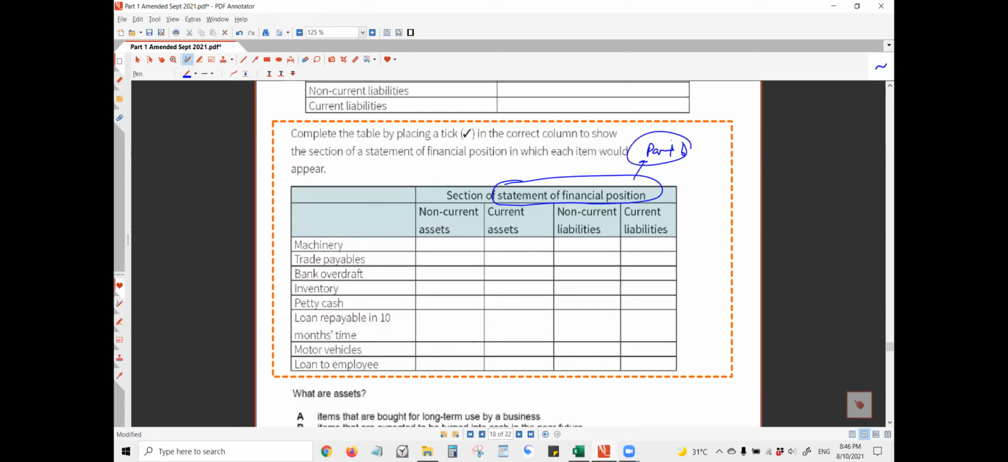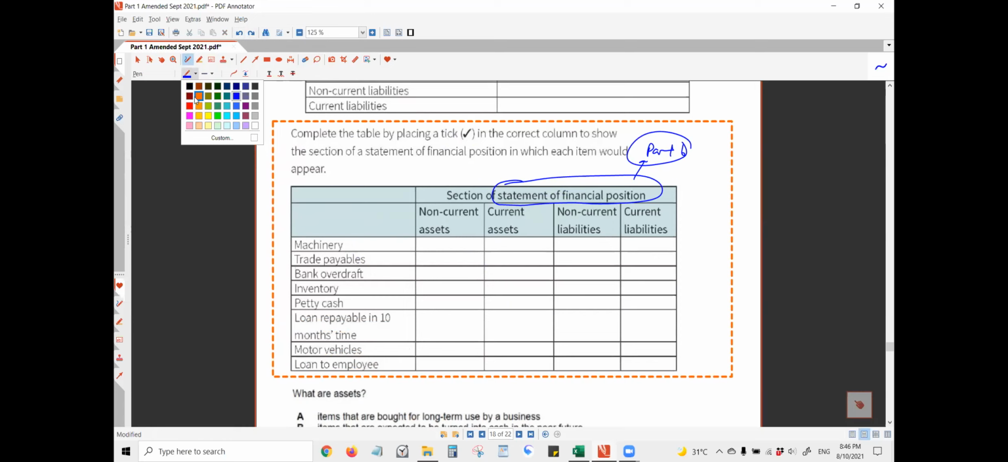But here, this question is asking you to classify. They have given you a list of items here. All you have to do is place ticks here and there. Complete the table. Okay, you may begin.